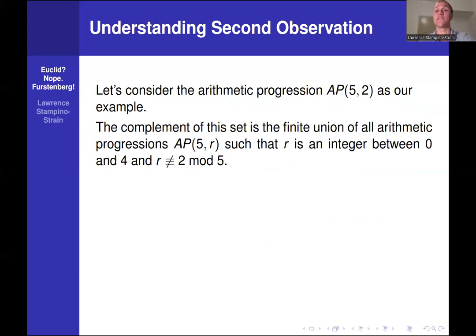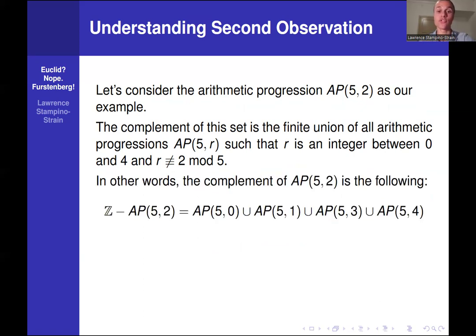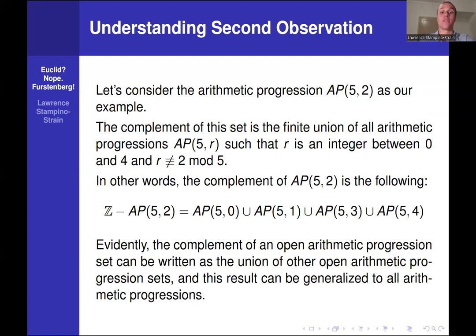So the complement of this set is the finite union of all arithmetic progressions AP_{5,r}, such that r is an integer between 0 and 4, and r is not congruent to 2 mod 5, right? So in other words, the complement of AP_{5,2} is the following. Or in other words, it's the union of AP_{5,0}, AP_{5,1}, AP_{5,3}, and AP_{5,4}, right? That's what the complement is equal to. Evidently, the complement of an open arithmetic progression set can be written as the union of other open arithmetic progression sets. And this result can be generalized to all arithmetic progressions, right?